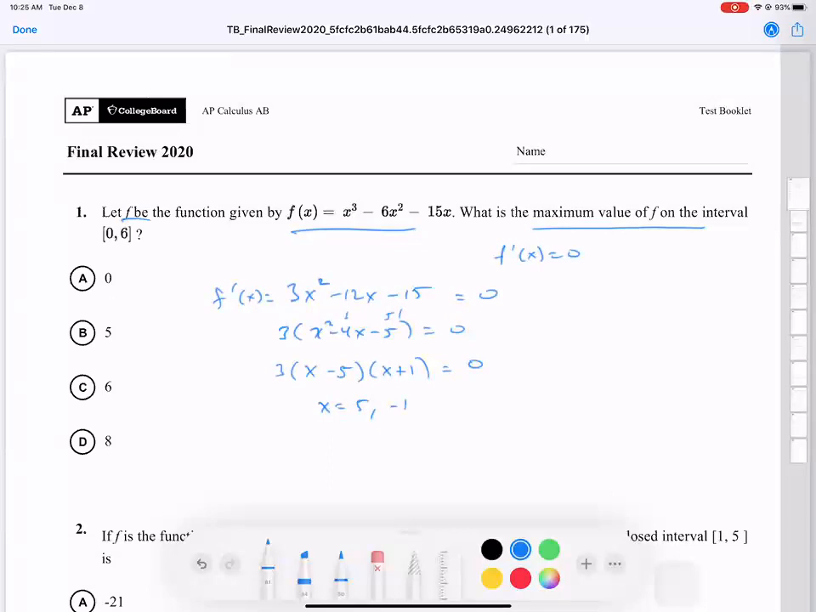Okay, yay! Now, to find our maximum values, I'm going to draw my little sign chart here, and we say at negative 1 and 5, we have a slope of 0, critical points. But we don't know if they are maximums or minimums. We just don't know yet. The way we know is if the slope goes from positive to negative, this is the max, or if the slope goes from negative to positive, this is the min. So what we do is plug in values and ask ourselves, would that slope be positive or negative? By plugging in a number that's, say, 6.